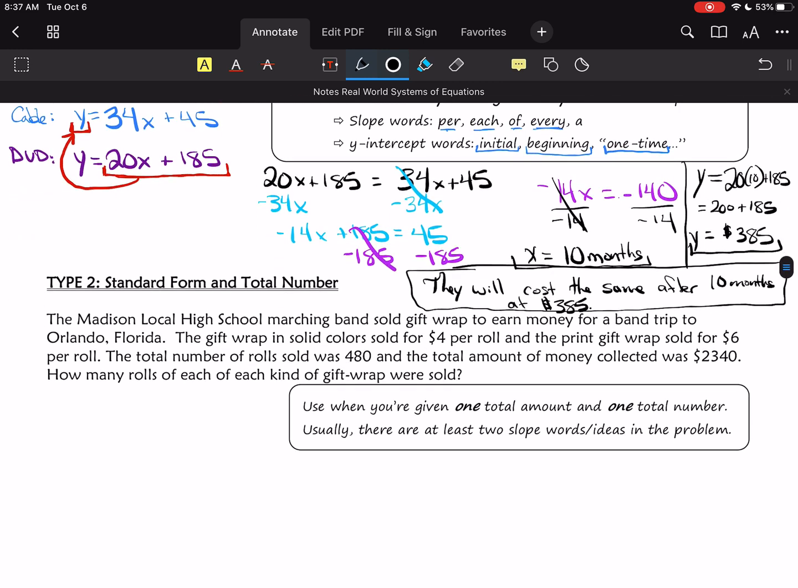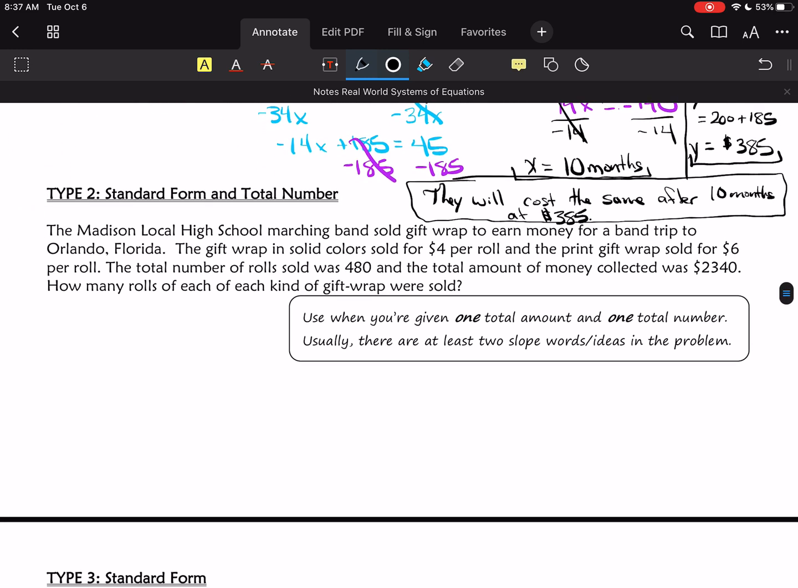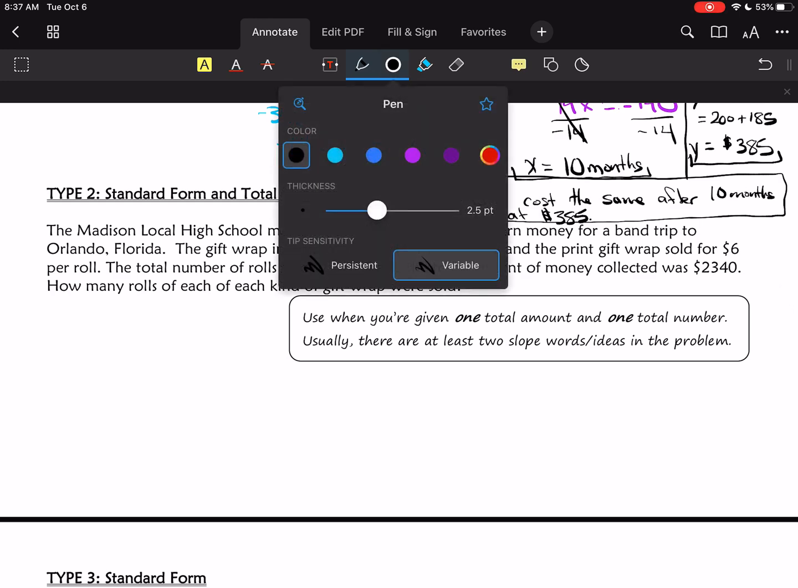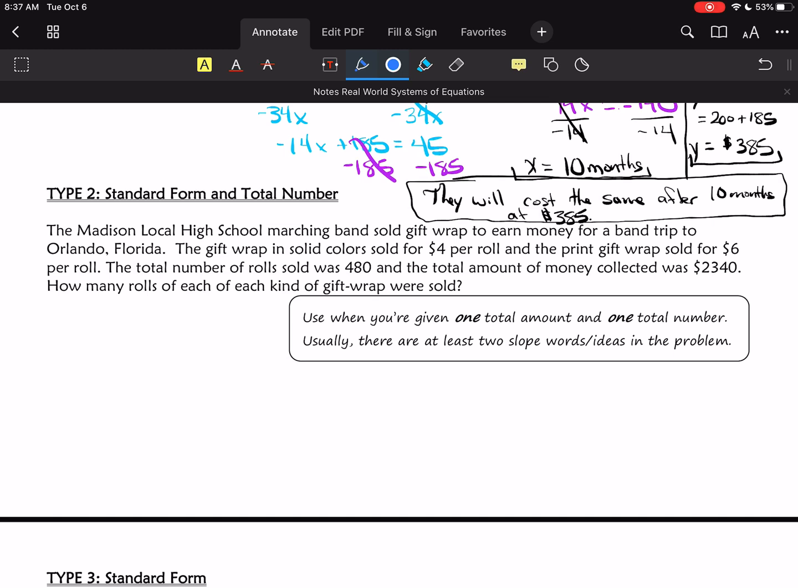Now let's look at type 2. So type 2 is when I have standard form, so x and y on the same side, and a total number. So again, looking at my box first, we're going to use this method when you're given one total amount and one total number. Okay. And usually you'll see at least two slope words or ideas in the problem. Okay. So let's read through the statement.